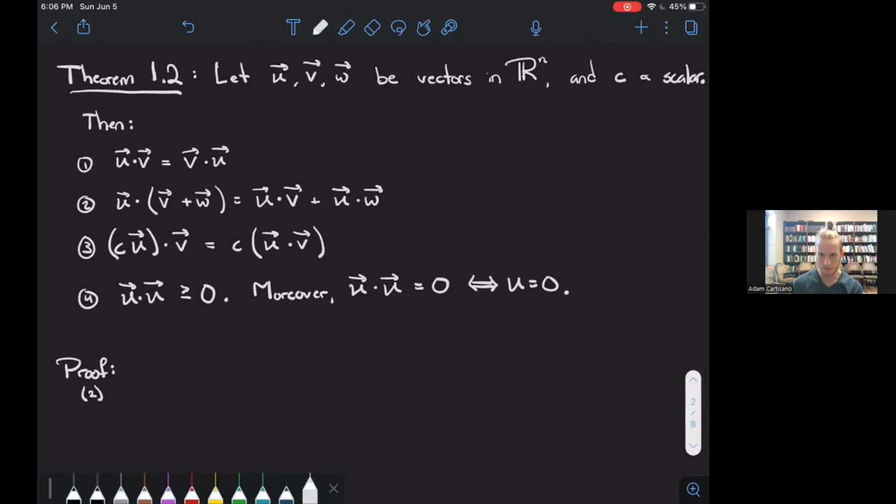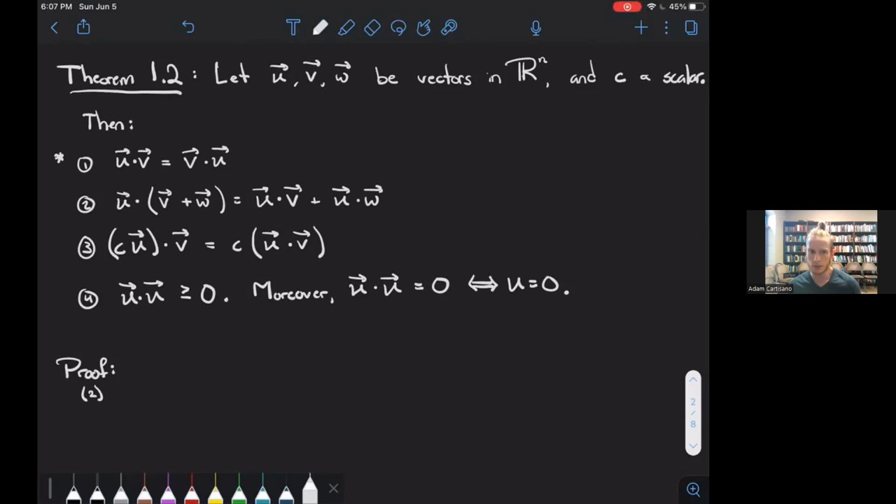Then, first of all, the dot product is commutative. In other words, if you take the product u dot v, that is the same as the product v dot u. Notice that's just because each term in the sum, u1v1 all the way up to unvn, is a product of two real numbers, and the real numbers have the commutative property. So switching the order of the product doesn't matter.